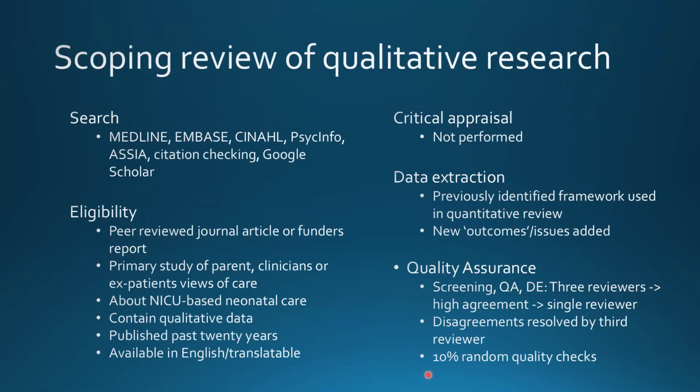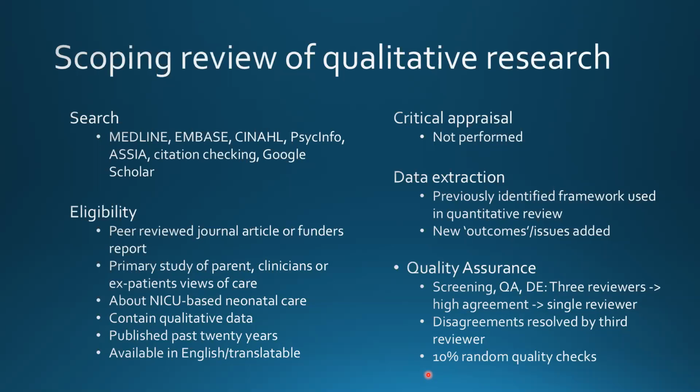For the scoping review of qualitative research, we searched more widely because it can be challenging to find qualitative research in electronic databases like Medline and Embase. So you generally have to look further. So we looked more widely to allied health professional literature, to PsycInfo, ASSIA, Cinahl, and then we did citation checking and we did a Google Scholar search to try and locate qualitative research on perspectives of neonatal care in NICU.